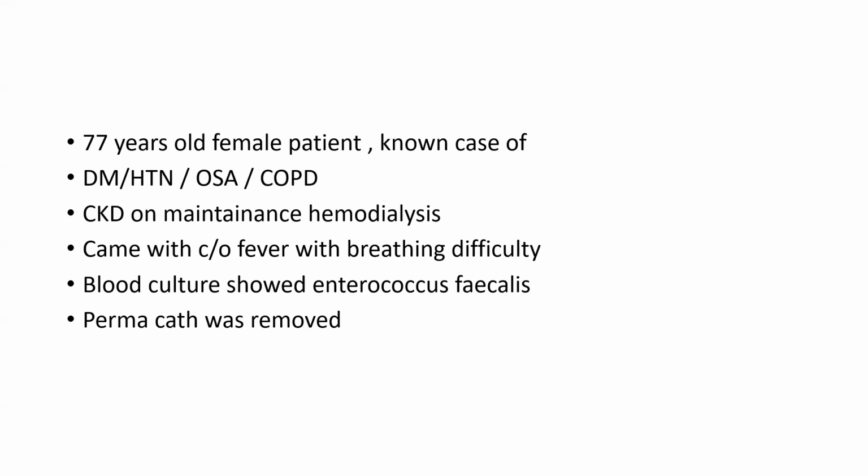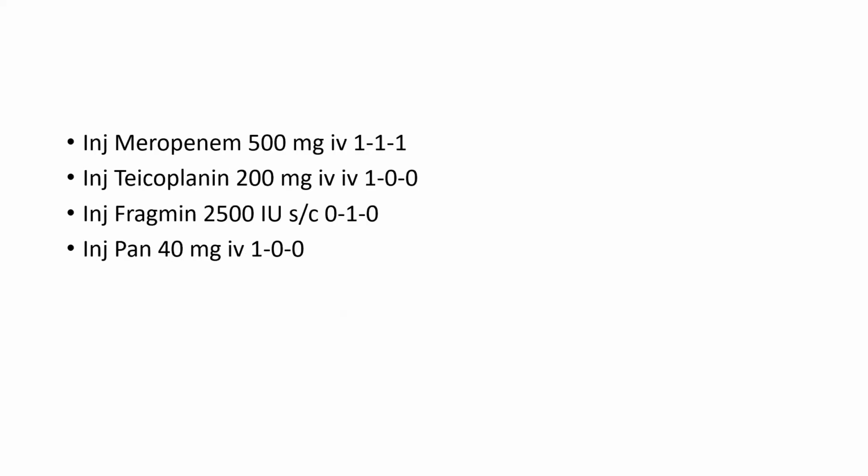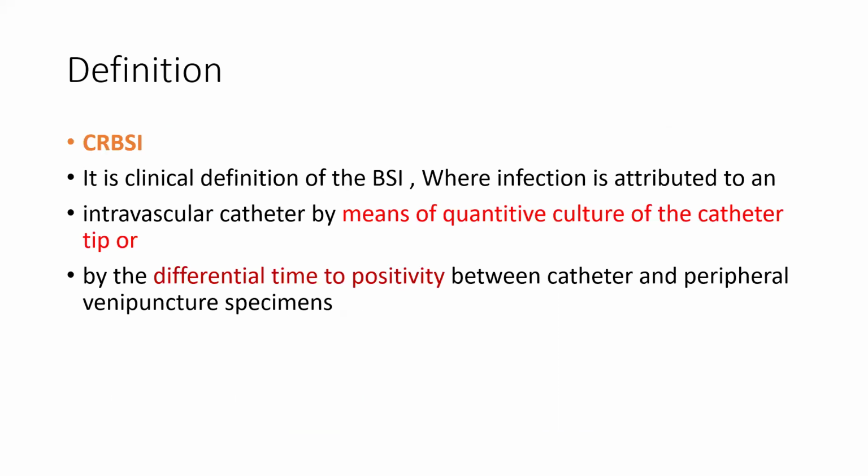Now she came with a fever and breathing difficulty. Her blood culture showed Enterococcus faecalis. So in view of suspicion of central line related bloodstream infection, the permacath was removed. And we have started empirically on meropenem and teicoplanin to cover gram negative as well as gram positive bacteria, and other supportive treatment. This is the ECG and the echo of this patient.